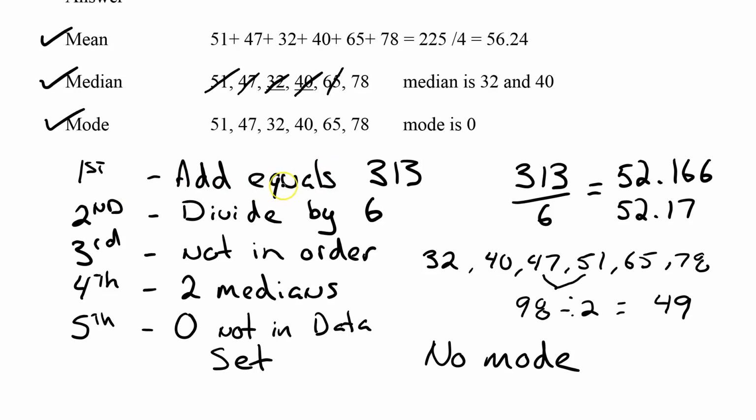First, their addition was wrong. They were dividing by the wrong number. They did not put the numbers in order for the median, and you can't have 2 medians. And finally, they had 0 as their mode. I've made the correct corrections, the addition, division, order, finally one median, and no mode. We can now turn to our workbook, and we can do spot the error questions, numbers 1, 2, 3, and 4. They are all based off of last lesson's work.